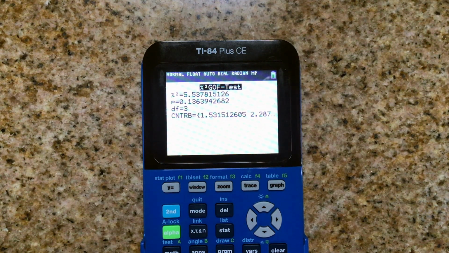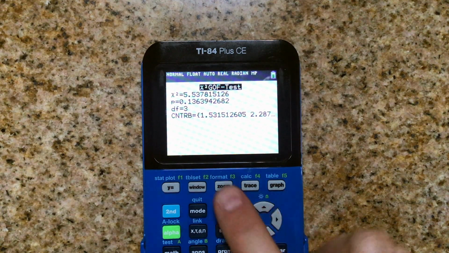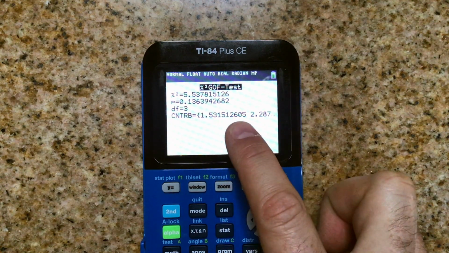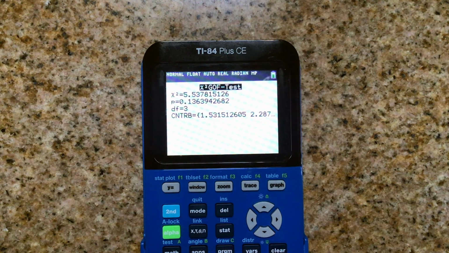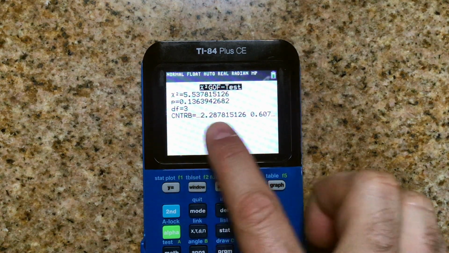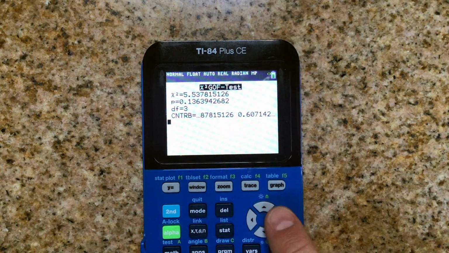So the contributions are going to be really important because, like I said earlier, sometimes they ask you which of the particular chi-squared components contribute the most or least or whatever. And so this tells you that first number we're seeing right there, that's the chi-squared component for just the first stall. If we click over to the right, I'm using my right arrow, this tells you for the second stall, and then the third stall, and then the fourth stall.